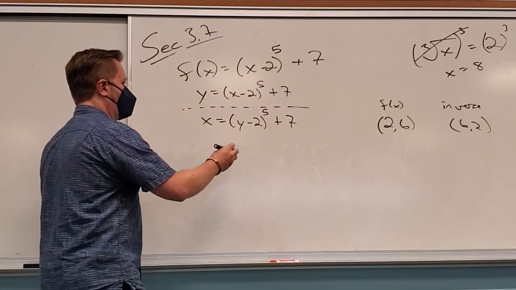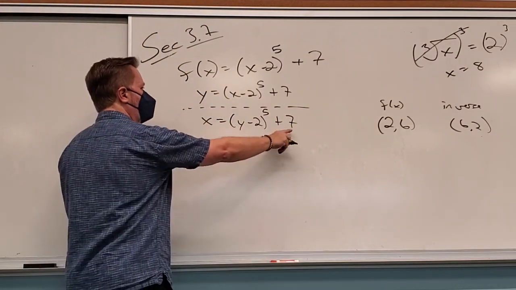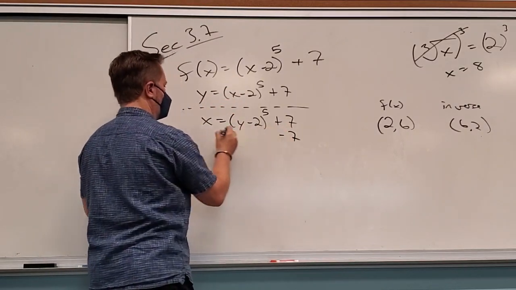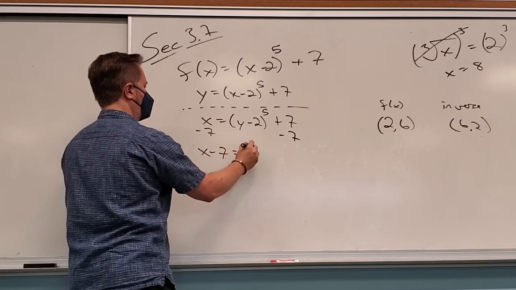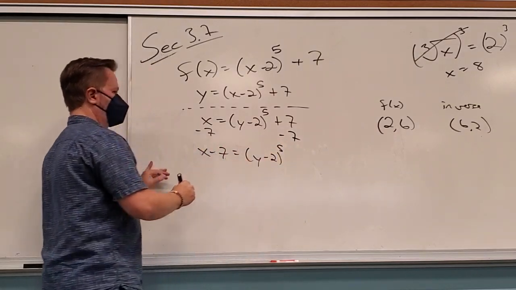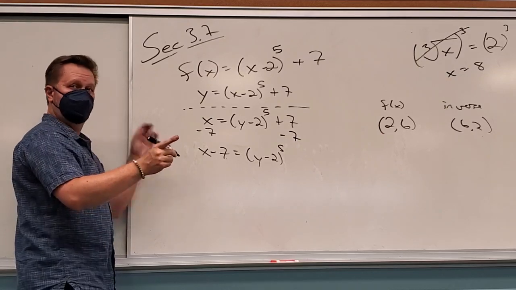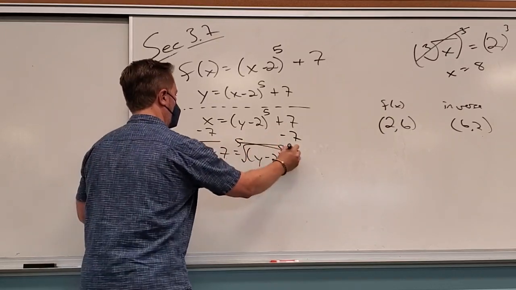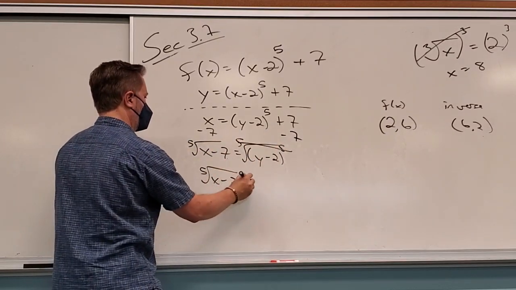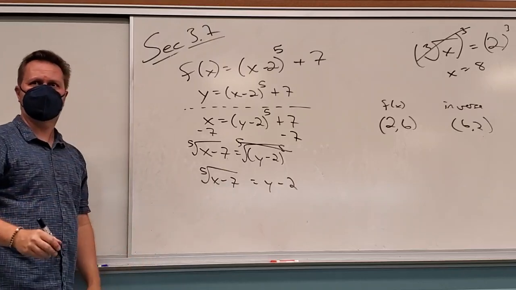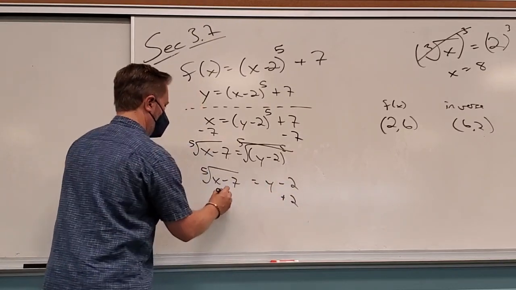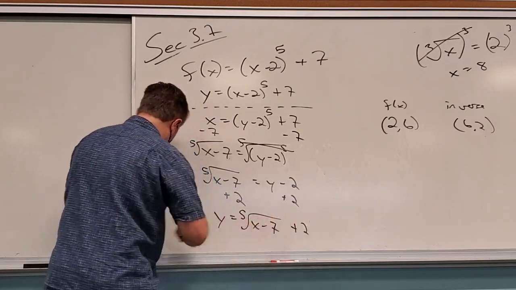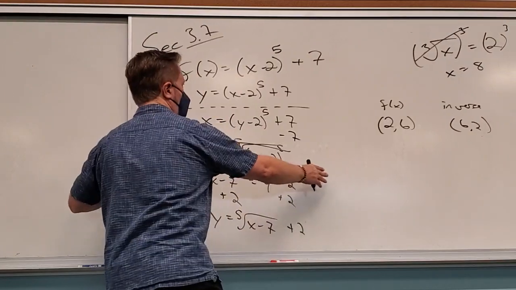So doing this, now watch what happens. If I try to solve for y, am I not going to do all the opposite stuff? How do I start to solve for y? Subtract 7, yes? What would I do next? Fifth root. And then the last thing I'm going to do, add 2. I'm going to put this up here because I want to introduce the notation now.